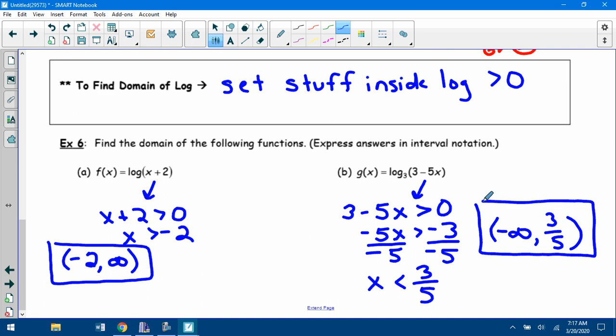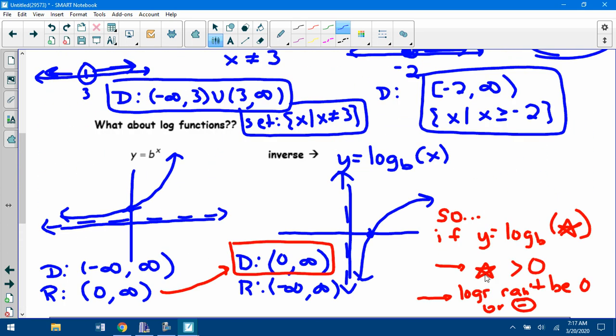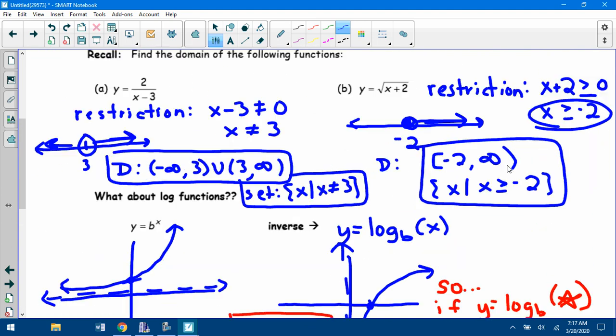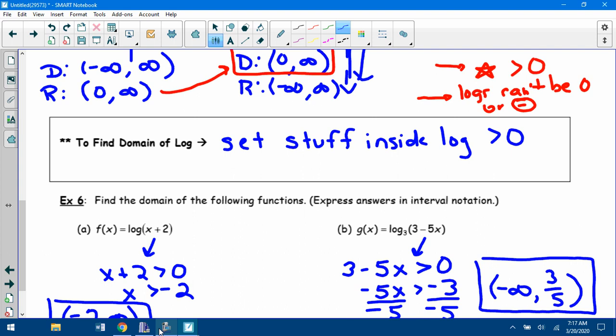Okay, that's it. So give tonight's homework a shot. And I think on the homework, there might even be some other logs mixed or some other domains mixed in. So remember those other restrictions as well. Good luck. Email me with questions.